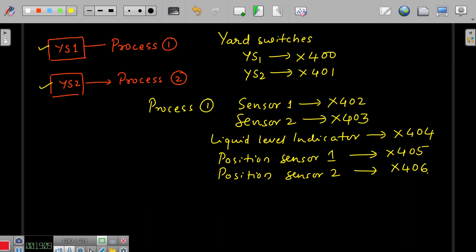And any other input switches left now? Yeah, you have got one more, that is the alarm signal. Alarm signal. So let me call this X407. So these are the different input switches.